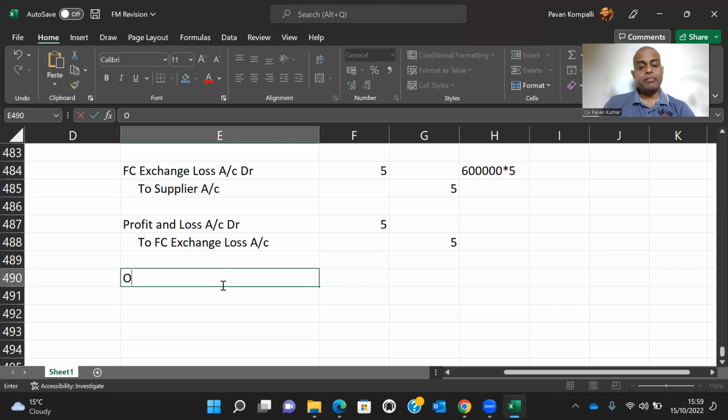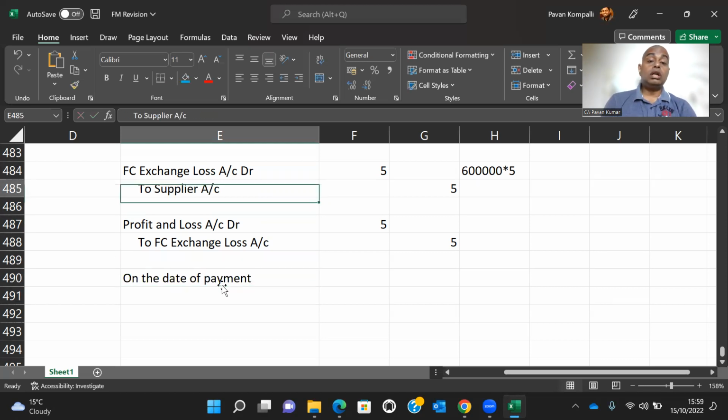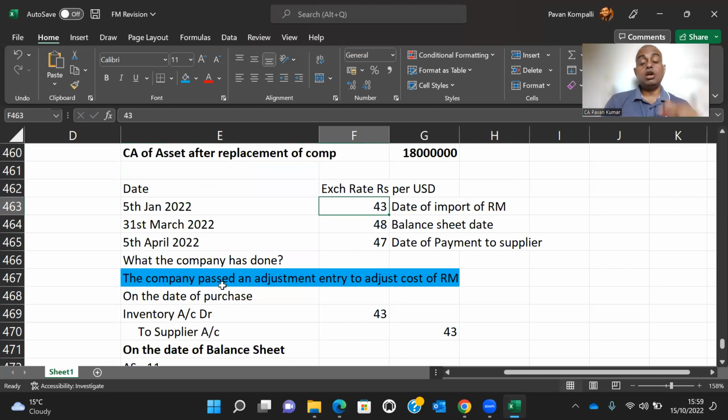Now, on the date of payment. Okay, now these are the rates. When you bought it, it is 43. You revalued it to 48 on the date of balance sheet. But on the date of payment, again, it came to 47.